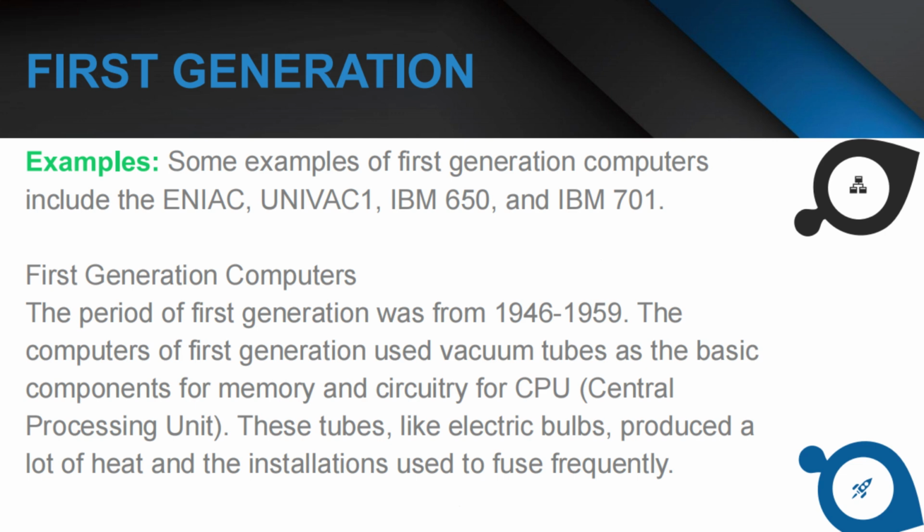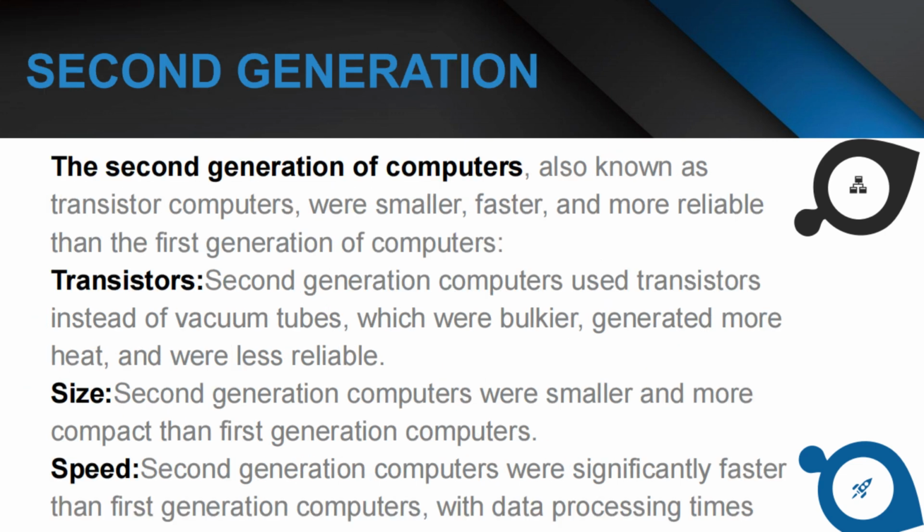First-generation computers. The period of first generation was from 1946 to 1959. The computers of the first generation used vacuum tubes as the basic components for memory and circuitry for the CPU, Central Processing Unit. These tubes, like electric bulbs, produced a lot of heat, and the installations used to fuse frequently.